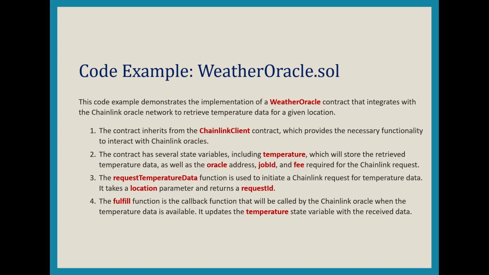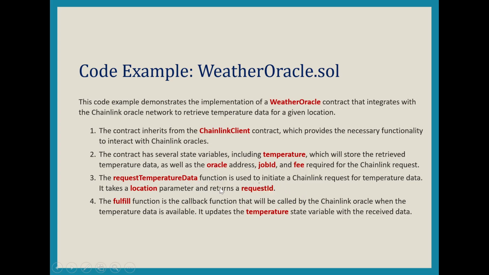Okay, so the code example is WeatherOracle.sol. This code example demonstrates the implementation of a weather oracle contract that integrates the Chainlink oracle network to retrieve temperature data for a given location. The contract inherits from the Chainlink contract, which provides the necessary functionality to interact with the Chainlink oracles. It has state variables such as temperature, which will store temperature data, oracle address, job ID, and the fee required for the Chainlink request. We have two functions, the requestTemperatureData function, right, and the fulfill function.